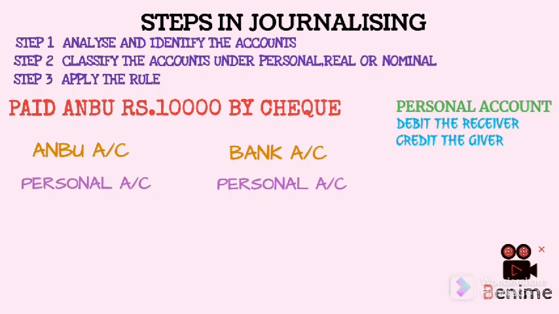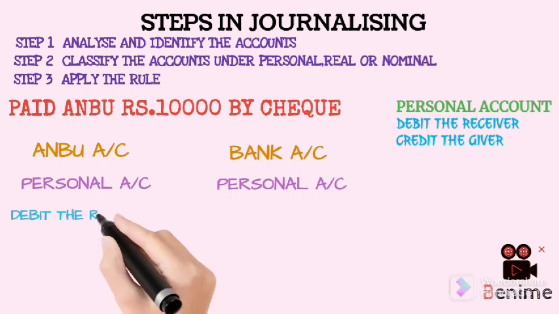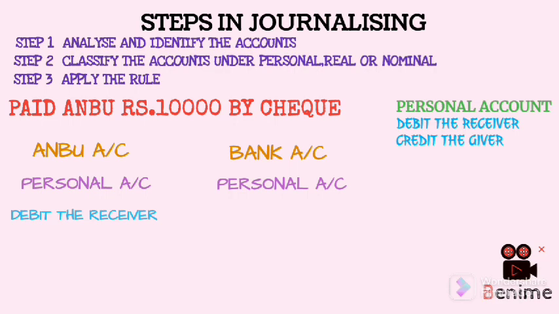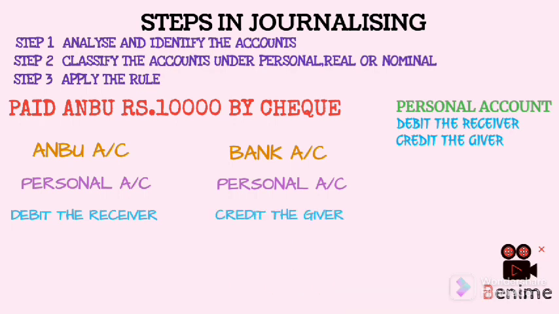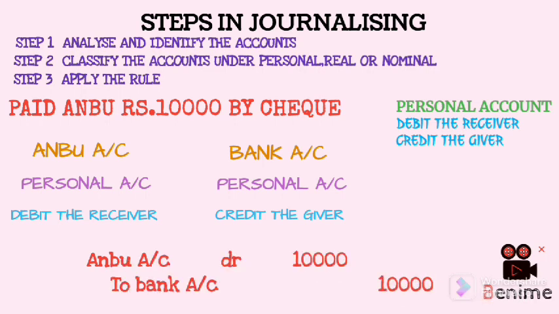Whenever we are accounting, we should take each transaction from the business point of view only. In our example transaction, Anbu is receiving the check. As he is the receiver, Anbu account has to be debited. And who is giving the money to Anbu? Bank. As bank is the giver, bank account has to be credited. So, Anbu account debit to bank account.